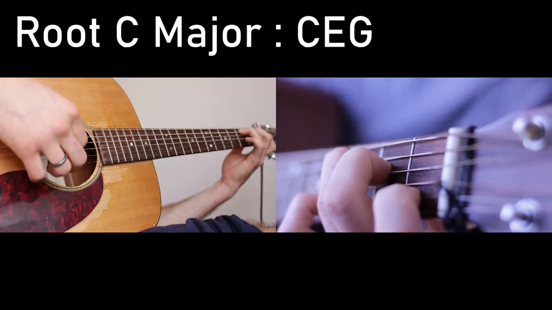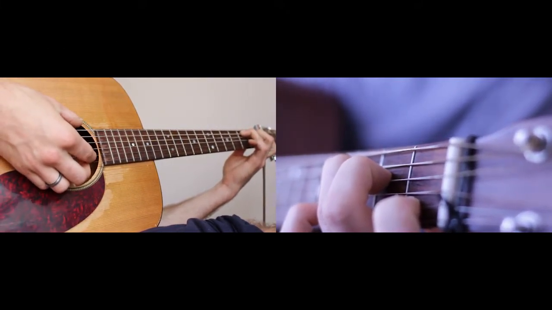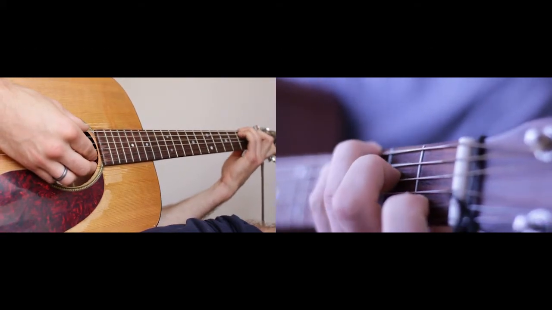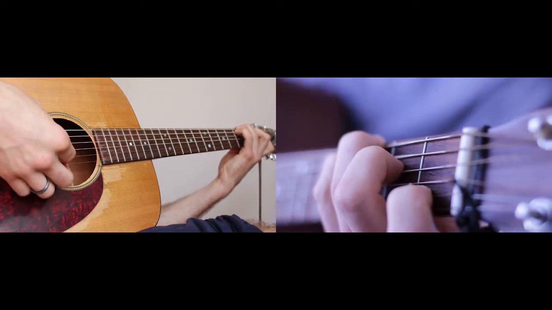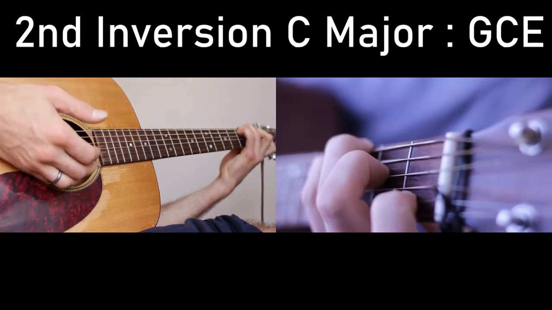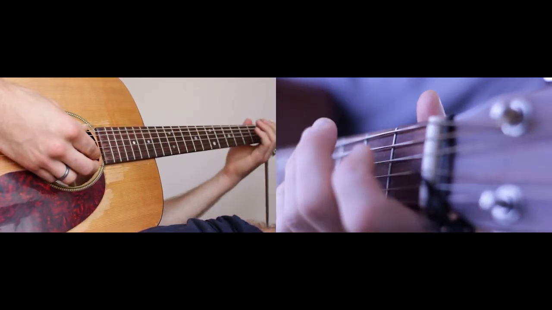The root position skips over the E. The first inversion includes the E. And the second inversion covers up that 3rd fret position E string for the G in the bass. Cool. So that was the major form. Now let's do C minor form.